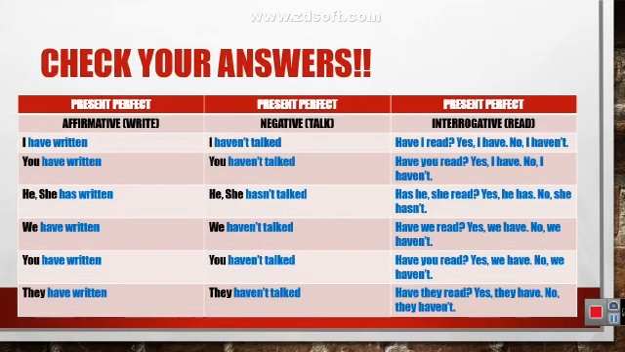Okay. Write in the affirmative form: I, you have written, he, she has written, we, you, they have written. Talk in the negative form: I, you haven't talked, he, she hasn't talked, we, you, they haven't talked. And read in the interrogative form: have or has plus subject plus read in the past participle, which is read. The answer can be yes or no. Yes plus subject plus have or has, or no plus subject plus haven't or hasn't.